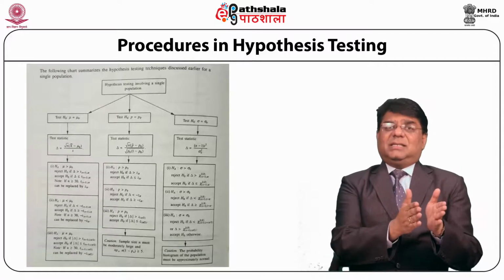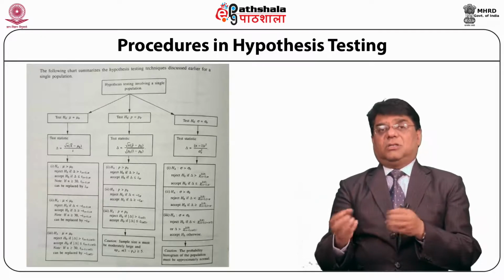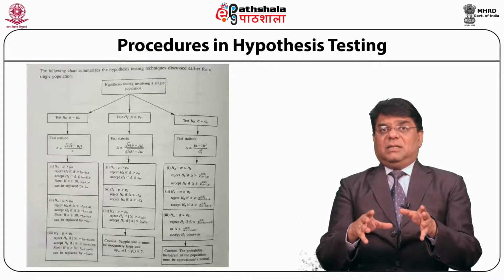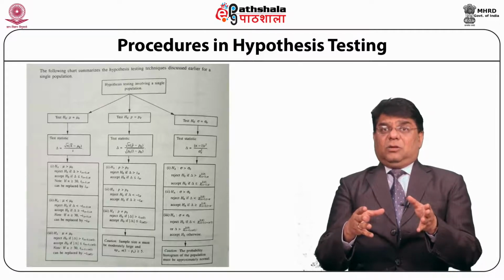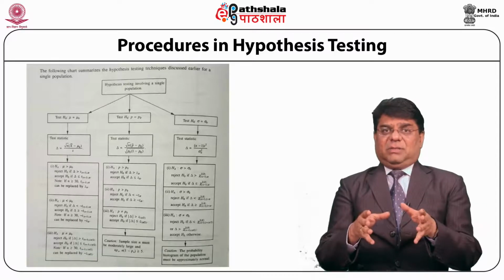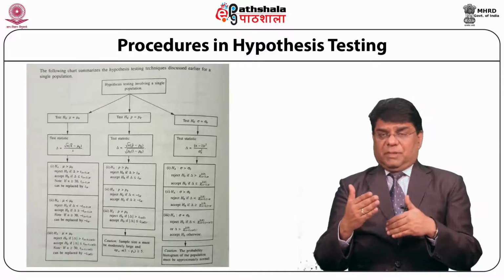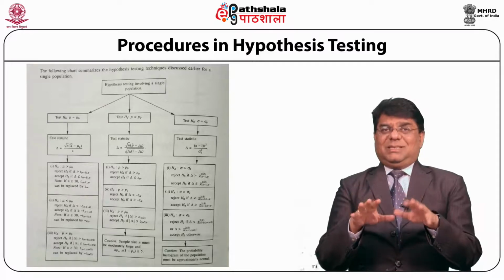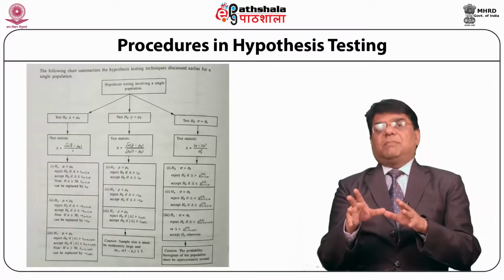The first condition is to reject the null hypothesis and therefore accept the alternative hypothesis. Or, if you fail to reject the null hypothesis, then there is not enough evidence to suggest the truth of the alternative hypothesis. Now in this chart, you can see that it summarizes the hypothesis testing techniques which I have discussed earlier for a single population.